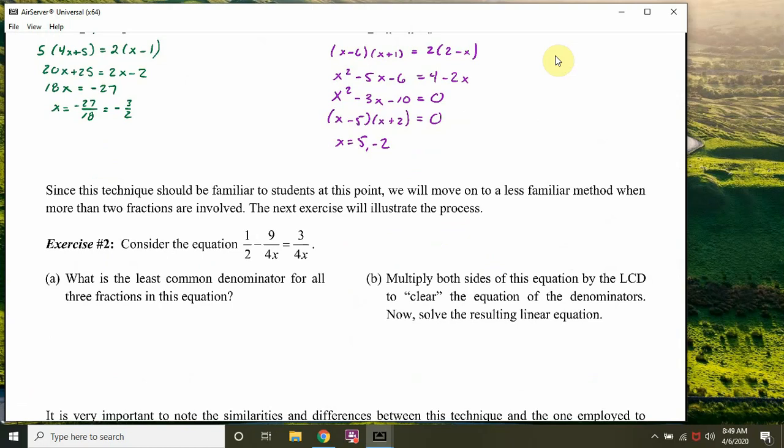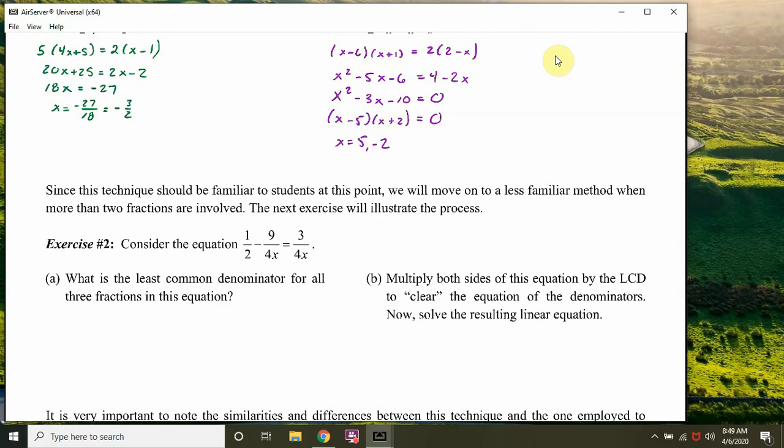So here's what I'm talking about. We've got more than just one fraction equal to one fraction. We've got the subtraction of two fractions on the left equal to a fraction on the right. Consider the equation 1/2 minus 9 over 4x equals 3 over 4x, and we want to solve for x.